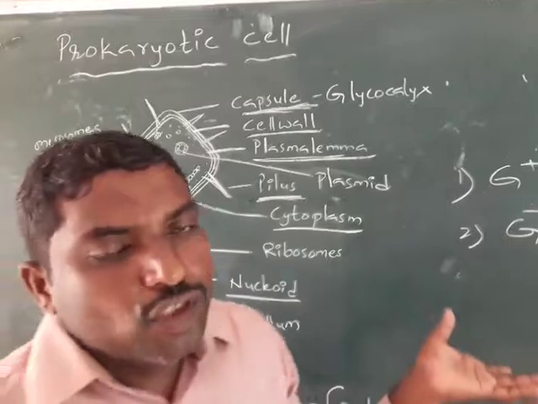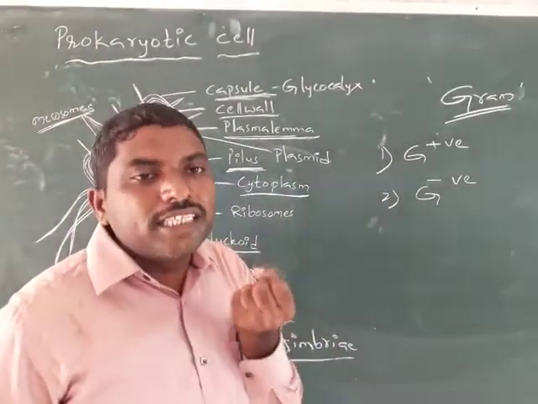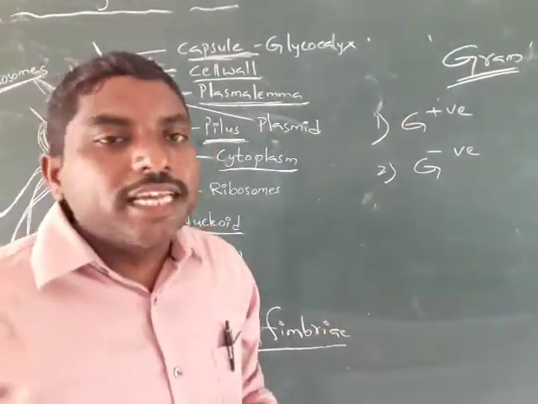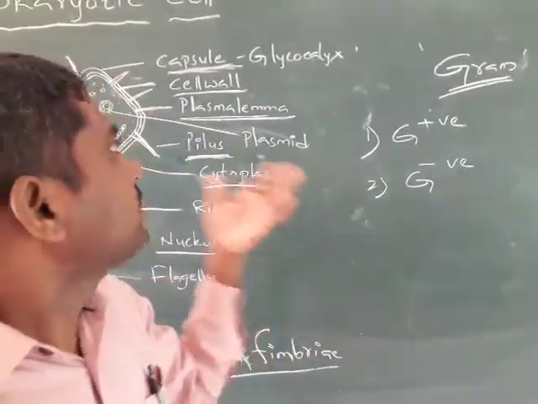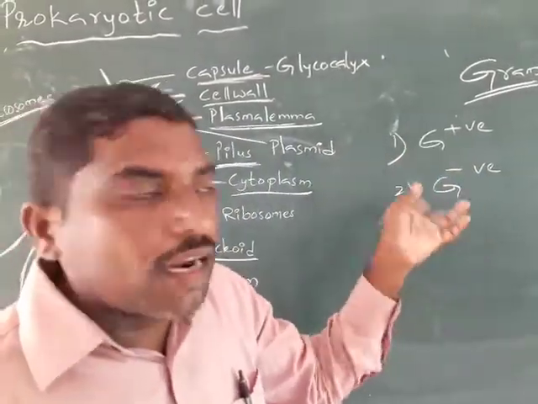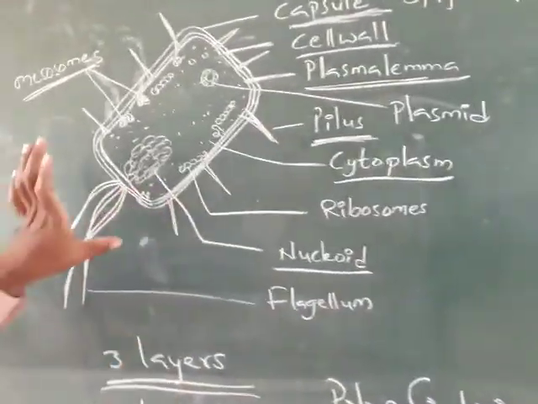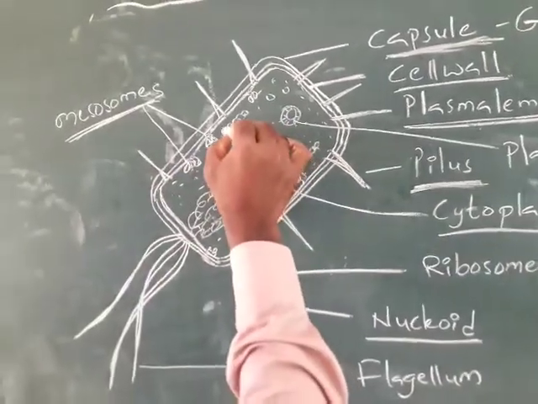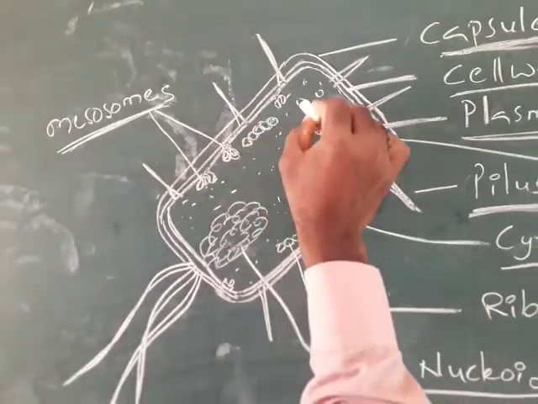Based on the staining procedure, the bacteria that absorb the gram stain are called gram-positive bacteria, and those that do not absorb the stain are called gram-negative bacteria. The pilus is present in gram-negative bacteria, and Fimbriae are present in both gram-positive and gram-negative bacteria. And in the cytoplasm, the ribosomes are also there. Observe this.